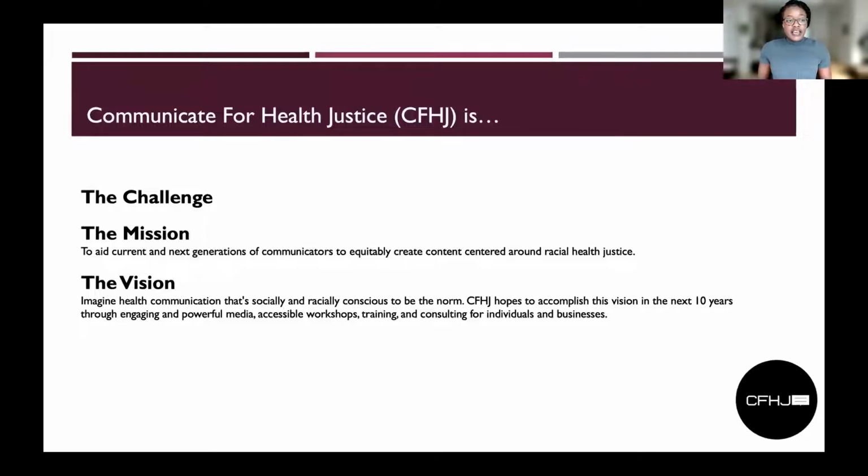The mission of Communicate for Health Justice is, as you see right here, to aid current and next generations of communicators to equitably create content centered around racial health justice. And the vision, the larger scope here, is reimagining a way of health communication that is socially conscious and racially conscious, and hopefully we can get to a point where that is more of the norm. I know race and racism make people very uncomfortable, but we need to really move past that. I hope to accomplish this within the next 10 years, and I did put a time on there, through creating and continuing to build this platform by providing workshops, training, and consulting to individuals like yourself and other businesses.